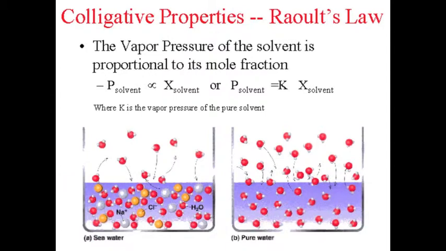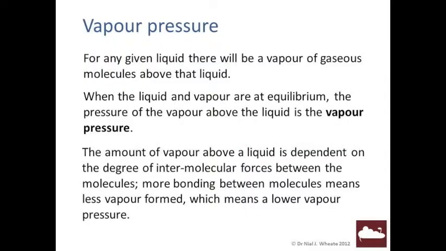X is the mole fraction of compound A, which could be gotten by dividing moles of solvent by the moles of the solvent plus the solute, while P0 is the normal vapor pressure of pure A at that temperature. When the liquid and vapor are at equilibrium, the pressure of the vapor above the liquid is the vapor pressure.